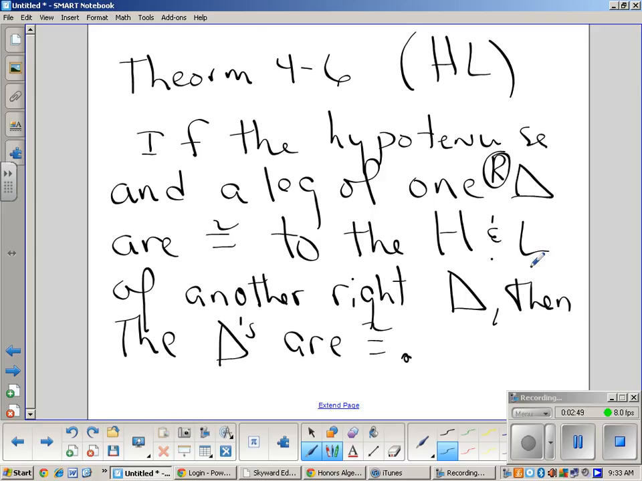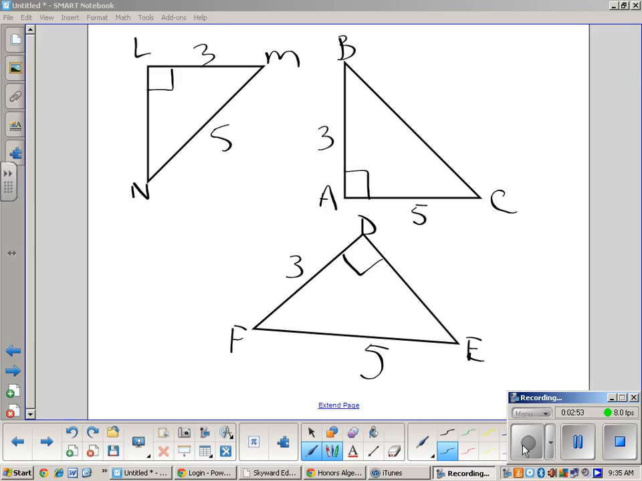Where are you on this? Okay, take a minute and copy these three triangles down. Once you have those three triangles down, see if you can find which two triangles are congruent using the HL theorem.